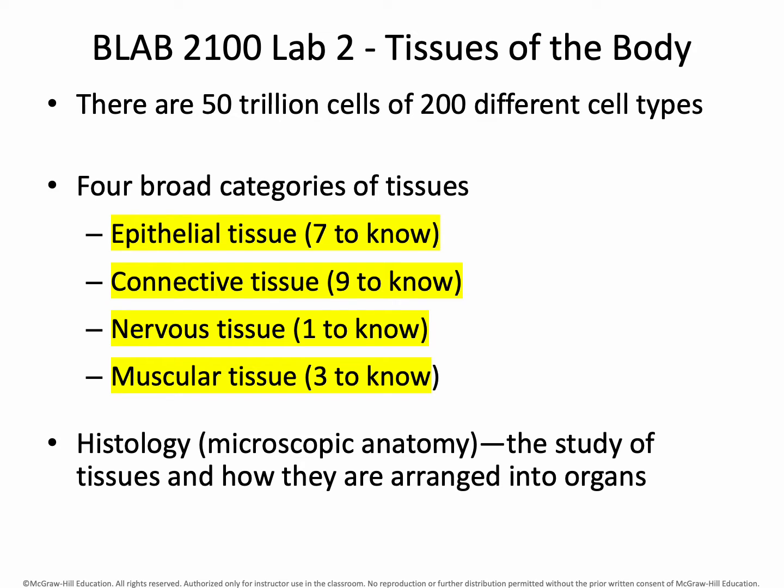So Lab 2 is tissues of the body. The four broad categories we will know are epithelial, connective, nervous, and muscular. You'll have 7 epithelial, 9 connective to know, 1 basic nervous tissue we'll talk about now, and 3 different muscle tissues.